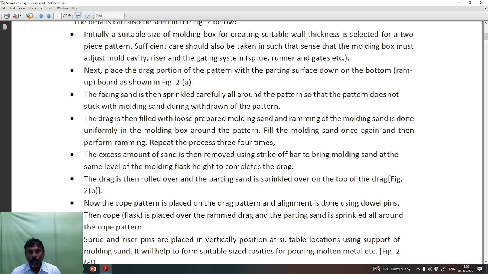Now the cope pattern is placed on the drag pattern and alignment is done using dowel pins. The flask is placed over the rammed drag and the parting sand is sprinkled all around the cope pattern. Sprue and riser pins are placed in vertical position at suitable locations using support of molding sand. It will help to form a suitable sized cavity for pouring molten metal.